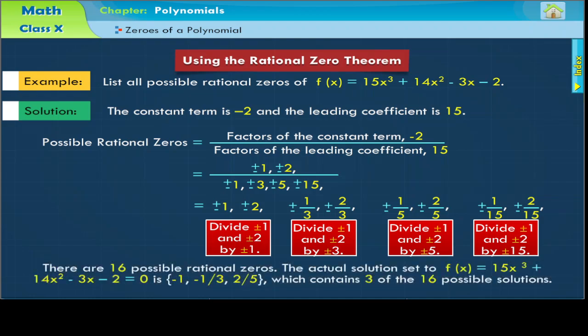There are 16 possible rational zeros. The actual solution set to f of x is equal to 15x cubed plus 14x squared minus 3x minus 2 is equal to 0 is minus 1 by 3, 2 by 5, which contains 3 of the 16 possible solutions.